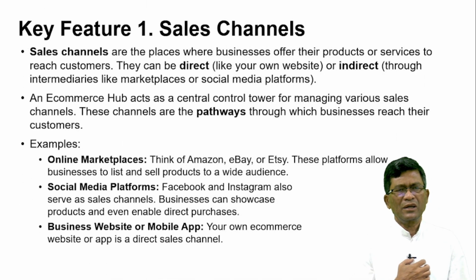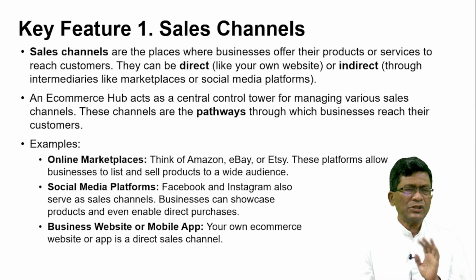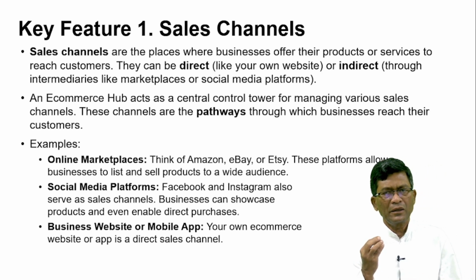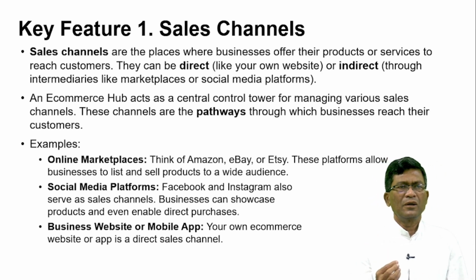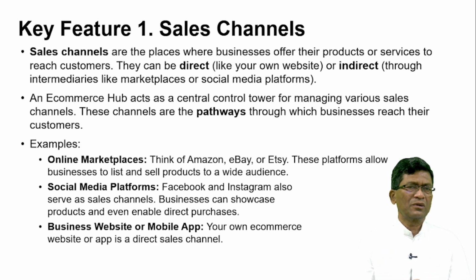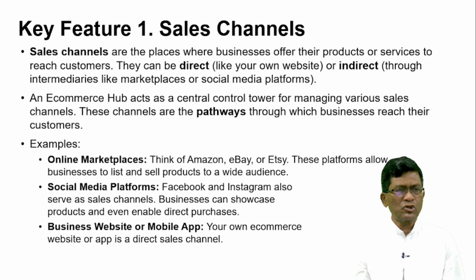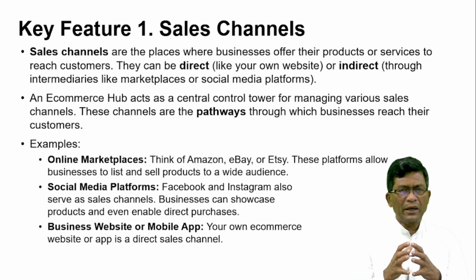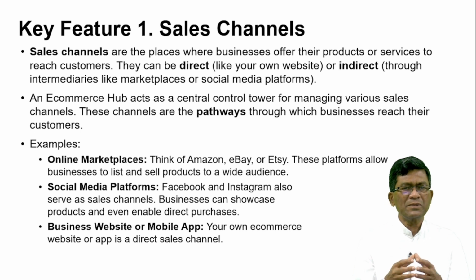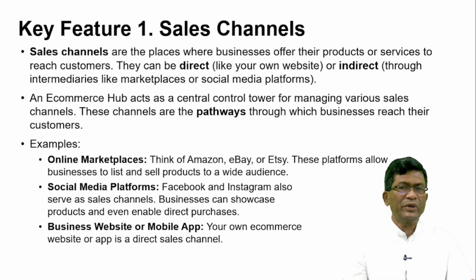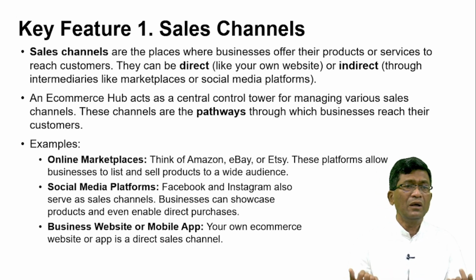Let's look at these features a bit more in detail. First feature is sales channels. Sales channels are where the products and services are made to reach the customers, and it can be direct to your website or indirectly through other media like an online marketplace. It could go through Amazon or through a social media platform. So the e-commerce hub becomes a central control tower to connect all these channels. The channels become the pathways by which the business reaches the customers.